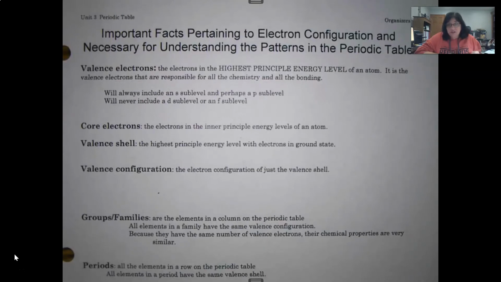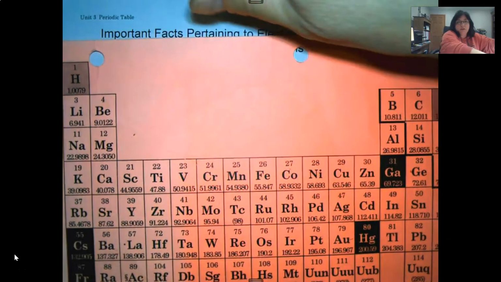As you see in the definition, valence electrons are the electrons in the highest principal energy level. Principal energy level, 1, 2, 3, 4, 5, so we're talking rows on the periodic table. These valence electrons are really important because those are the electrons that are going to be responsible for the chemical properties and the physical properties of the atoms, which means they're responsible for bonding.